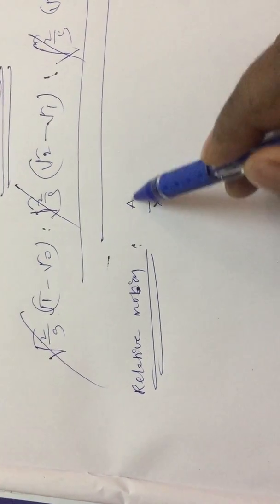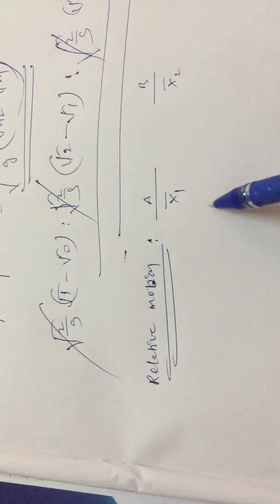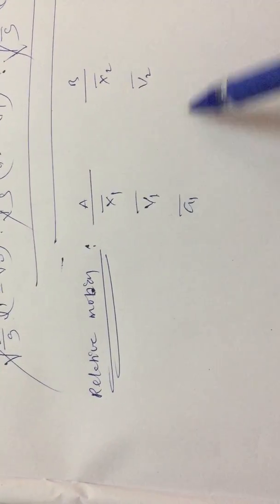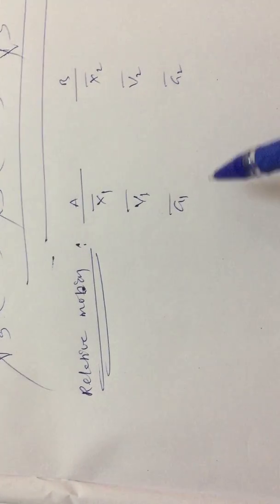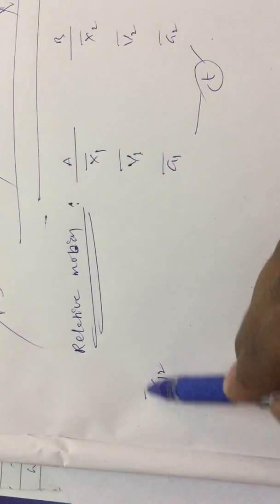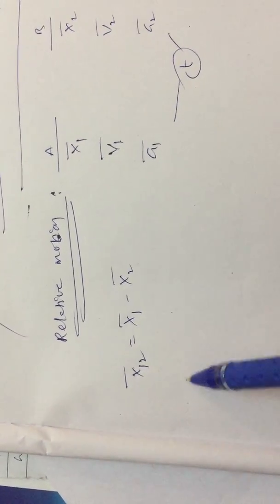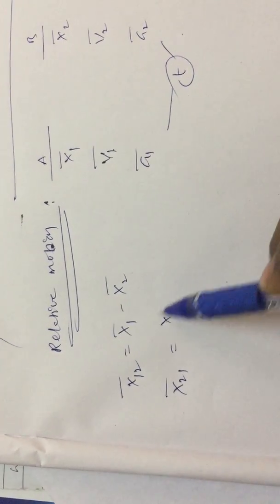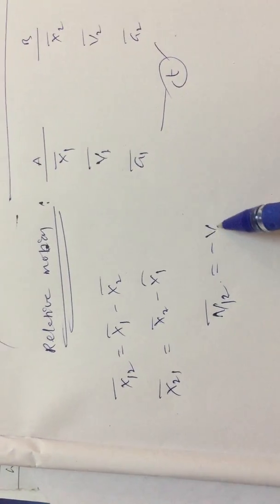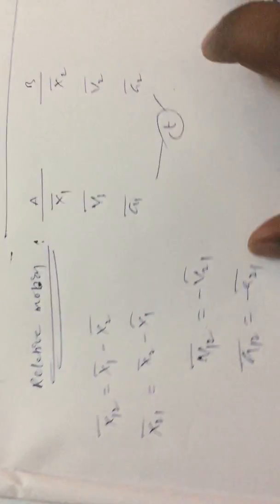First car had the displacement x1. Second car B had the displacement x2. Velocity v1 vector, velocity v2 vector, acceleration a1 vector, acceleration a2 vector, taking the time t. And in this case, relative displacement x12 vector equals x1 vector minus x2 vector, x21 vector equals x2 vector minus x1 vector, v12 vector equals minus of v21 vector, a12 vector equals minus of a21 vector.